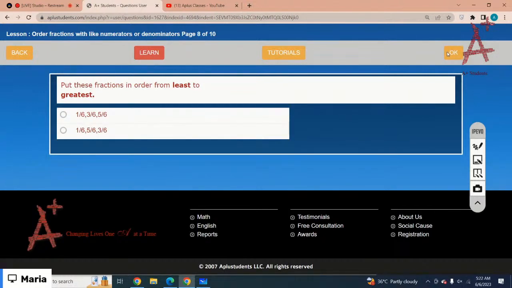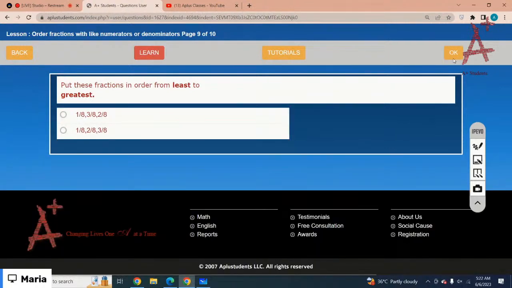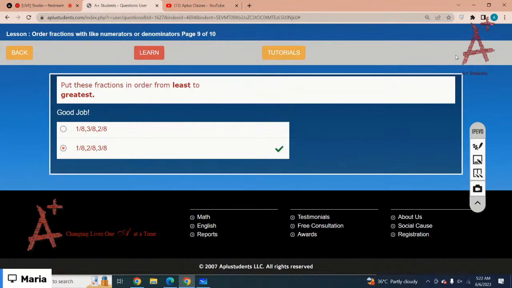Okay, put these fractions in order from least to greatest. So which is the correct option? It would be option 1, 1 by 6, 3 by 6, and 5 by 6. Option 1 is the correct option. Okay, the next one, put these fractions in order from least to greatest. Which is the correct option, 1 or 2? That would be the second one. 1 by 8, 2 by 8 and 3 by 8 is the correct option.